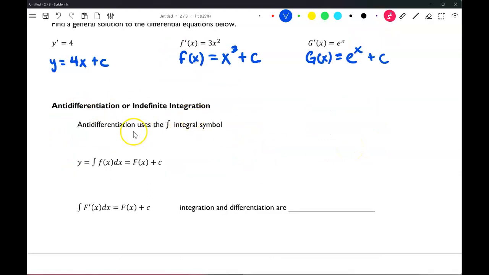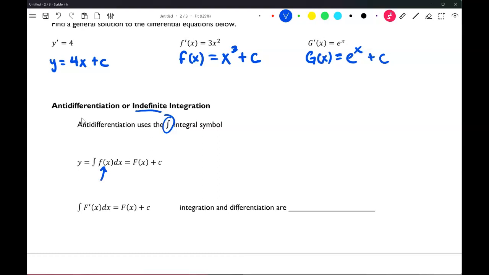So, another name, which I will almost always be using, I don't like to say antidifferentiation, not that there's a problem with it, but I just don't say it very often. I'll be talking about things in terms of integration, which will either be indefinite or definite. Today we're talking about indefinite. So for antidifferentiation, we're going to use this symbol right here, which is our integration symbol. It takes a little practice to get real good at writing it, but you don't have to be perfect at it.